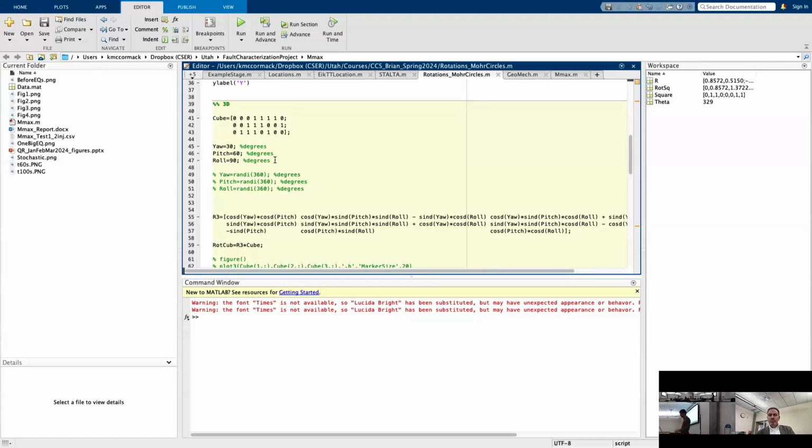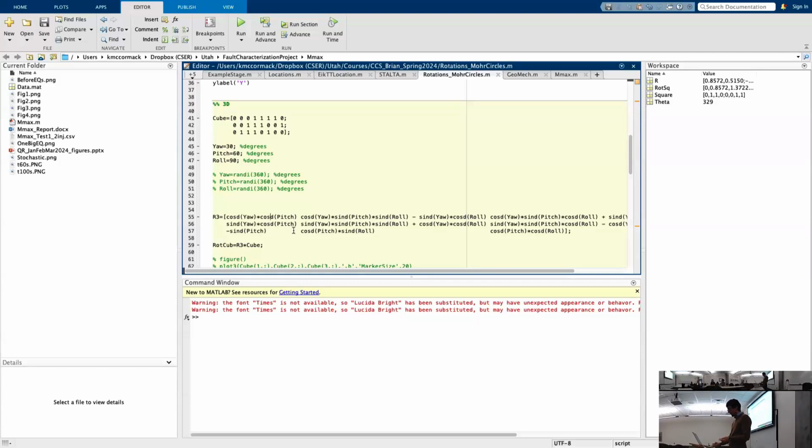And so we put angles in for those 3 angles. And the rotation matrix now is much more complicated, as you can see. I am not going to derive this one. That sounds terrible. But I was able to pull it off Wikipedia.